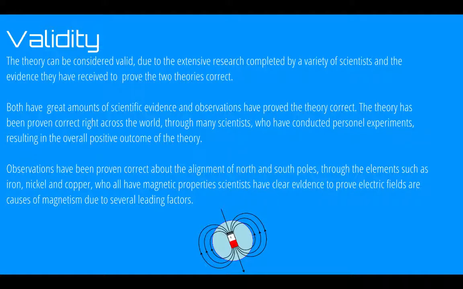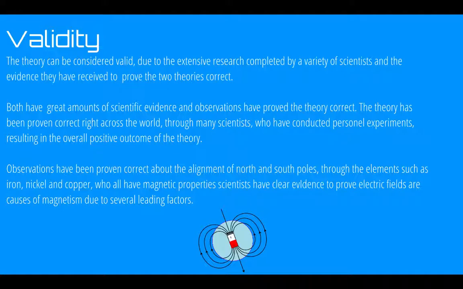The theory has been proven correct right across the world through many scientists who have conducted personal experiments, resulting in the overall positive outcome of the theory. Nevertheless, the theory of electrons and electron alignment is reliable due to the simple terms we have learned through polarity and subshell configuration, where the polarity is affected by the number of electrons.